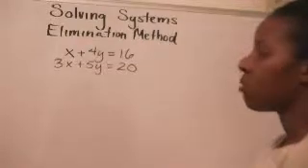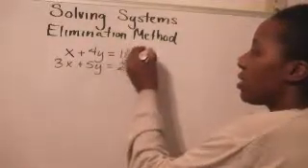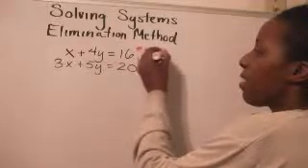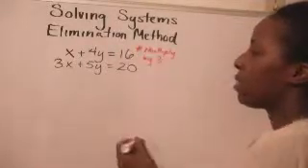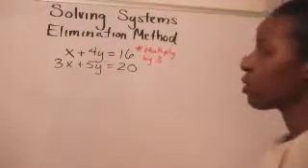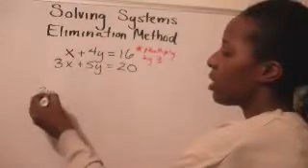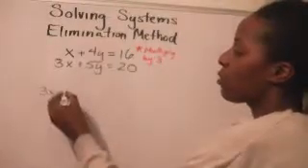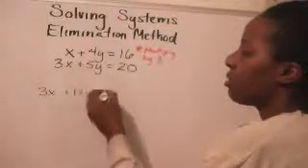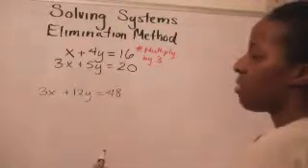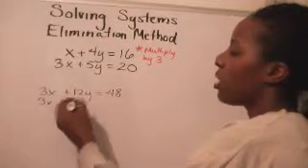However, if you're going to multiply the x by 3, everything in the equation has to be multiplied by 3. Okay? So I'm going to write my new equation down below. So 3 times x is 3x. 3 times 4, 12y. 3 times 16, 48. And then I'm going to rewrite my second equation down below.